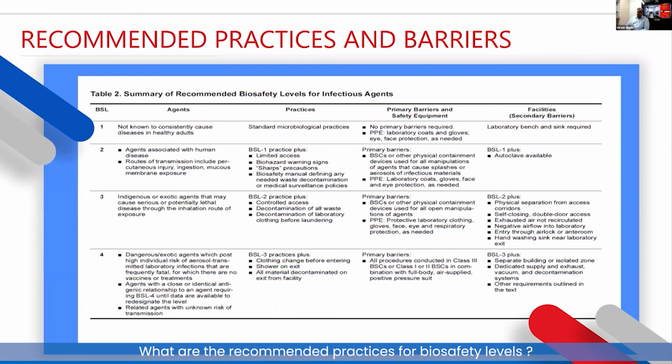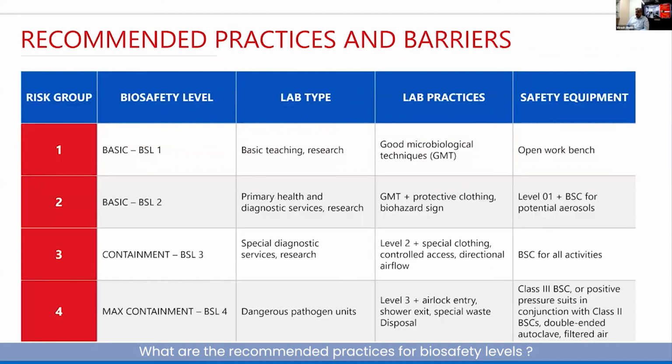What are these labs used for? BSL-1 labs are used for general teaching and research purposes. BSL-2 is used for primary health, diagnostic services, and research again. When it comes to BSL-3 and 4, we are dealing with high-end pathogenic substances, and therefore special diagnostic service or research gets carried out in BSL-3 and 4 kinds of facilities.